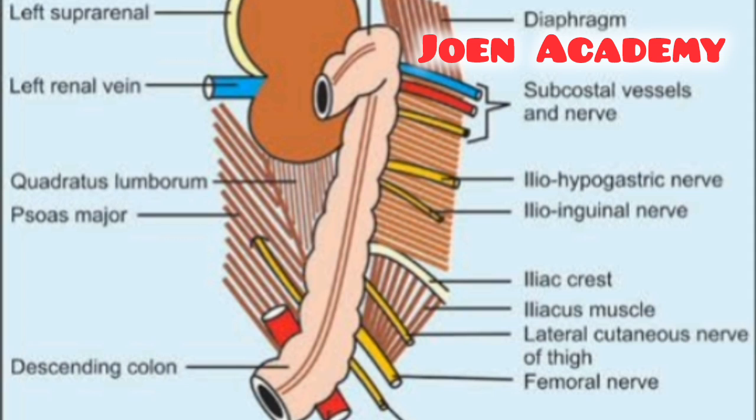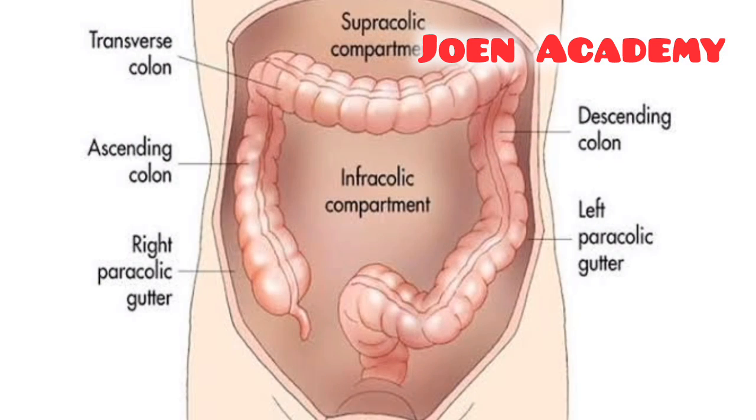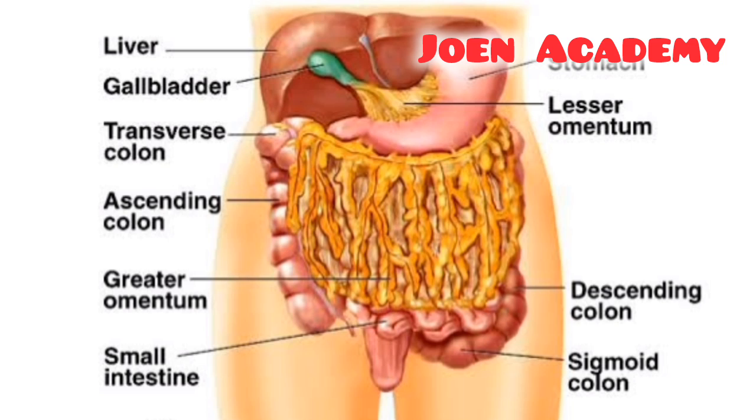Laterally, it is in contact with the left side of the abdominal wall, with the left paracolic gutter situated between them. Understanding these relations is vital when considering pathologies affecting the left retroperitoneum or the descending colon itself. Its fixed position makes it less prone to volvulus than the sigmoid.